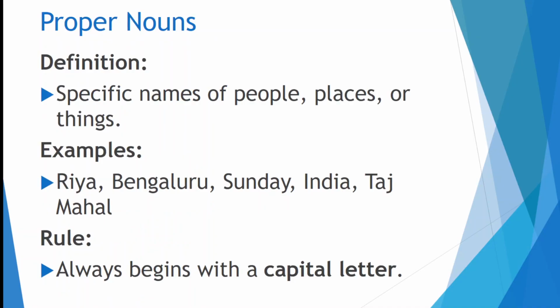First one is proper nouns. Proper nouns are specific names of people, places, or things. For example, Ria, Bengaluru, Sunday, India, Taj Mahal. Even your name is also a proper noun. There is a rule. Always these proper nouns should begin with a capital letter.